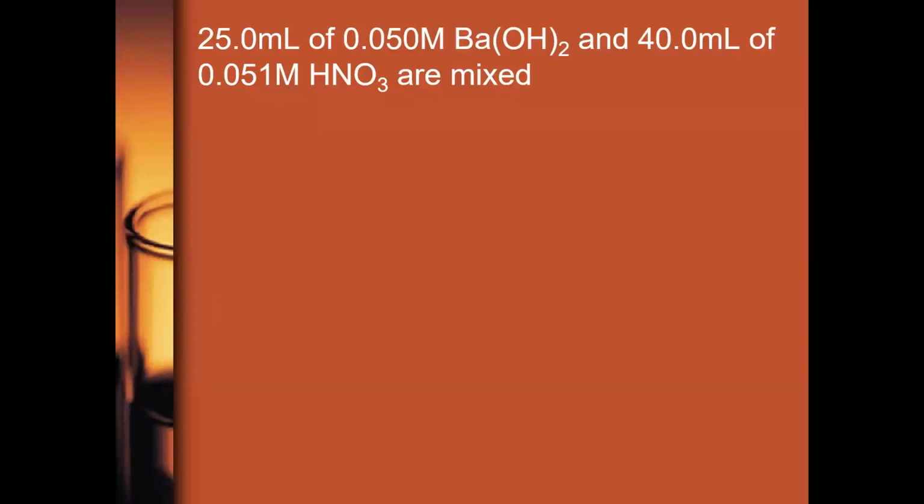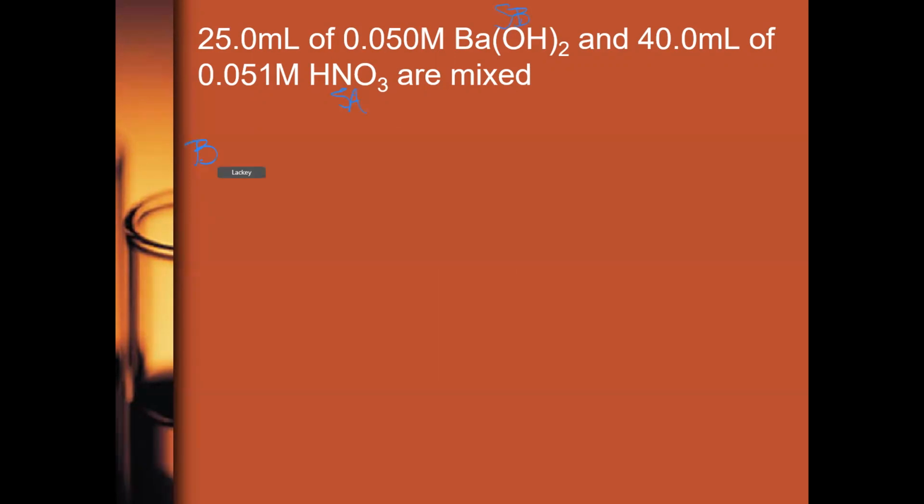Hi guys, so picking up where we left off, this example, whenever we have 25 milliliters of a 0.05 molar barium hydroxide solution with 40 milliliters of a 0.051 molar nitric acid solution. So here we have a strong base and a strong acid. So remember, acid and base, they're going to neutralize the number of moles. So we have to figure out moles of both to start with.